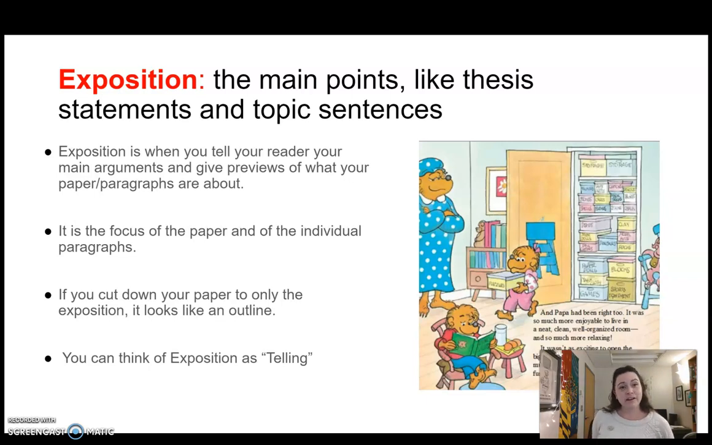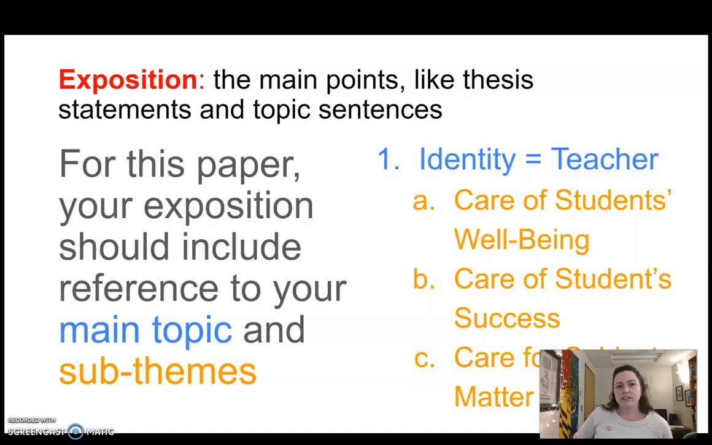And you can also think about exposition as telling. They're really helpful for organization. So if you look at this paper, your exposition will be your main topic and your sub-theme. So your identity that you've chosen, and then the sub-themes that you've identified as sort of main points to support your main topic.